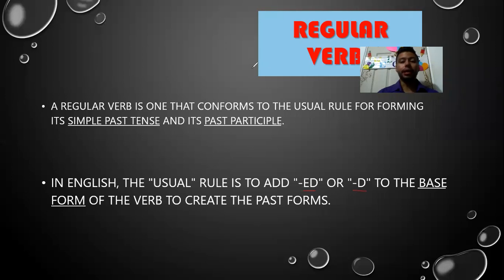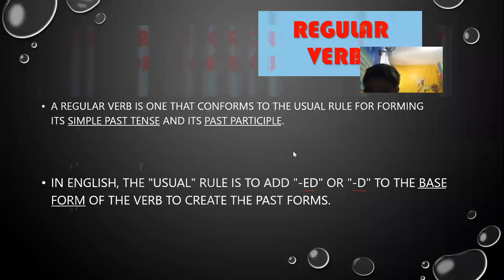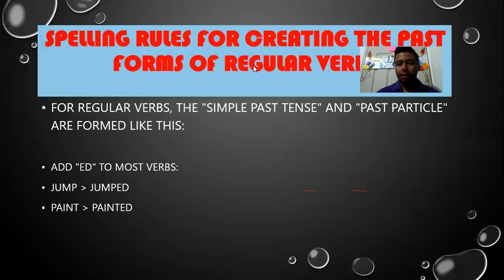So in English, we have regular verbs and irregular verbs. But in this case, let's concentrate only on regular verbs. So now the rule says that we need to add ed or d. Exactly. Very good. Next information, next slide.